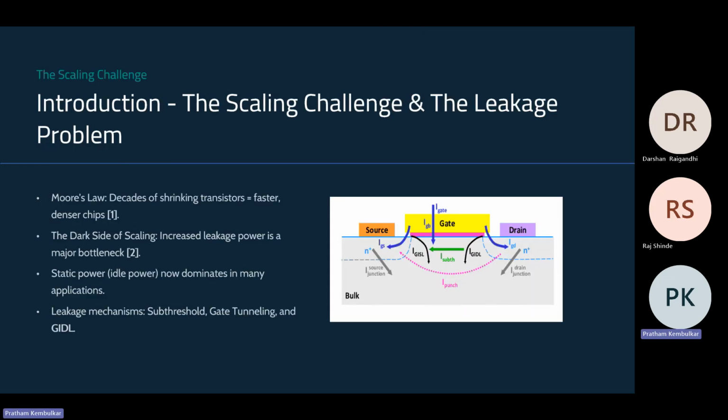The scaling challenge. For several decades, Moore's law has guided the miniaturization of transistors, allowing us to pack more devices onto a single chip and achieve faster, more efficient circuits. However, as transistors become smaller, leakage currents, currents that flow even when the device is supposed to be off, have emerged as a major design challenge. Earlier, dynamic power dominated total power consumption, but in today's nanoscale devices, static or leakage power has become comparable or even higher. There are multiple leakage mechanisms such as subthreshold leakage, gate tunneling, and GIDL or gate-induced drain leakage, which is the focus of our study.